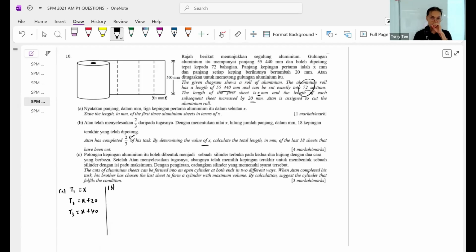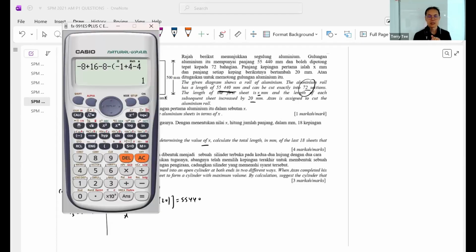The question said by determining the value of x, calculate the total length. Okay, first we find the value of x. They give us the total length. Total length is 55440. Total is Sn, right? S72 equals 55440. So what's the formula? n over 2 bracket 2a, my a is x, plus (n minus 1), 72 minus 1. What's your d? d is 20. The result is 55440. Our job is to find x.